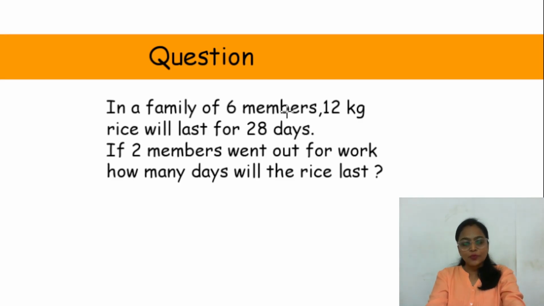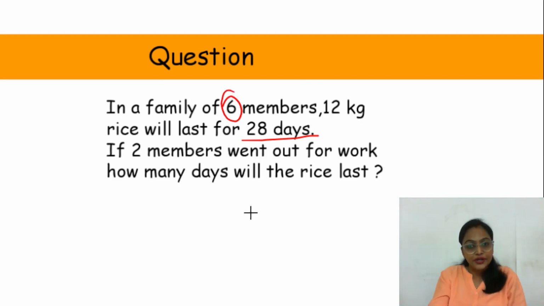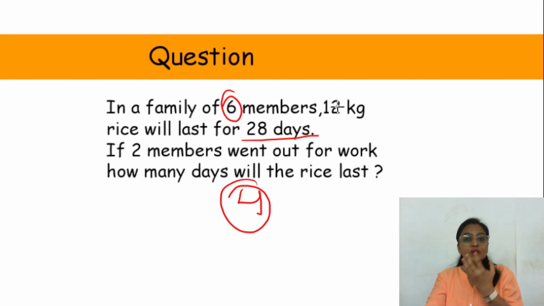Now the last question. In a family of 6 members, 12 kg of rice will last for 28 days. If two members went out for work, how many days will the rice last? That means there are 6 members in one family and they have 12 kg of rice, so they can use this rice in 28 days. Now, out of these 6 members, two members went out of station. So now the number of family members is 4, since 6 minus 2 is 4. So we have to find how many days this rice will last.